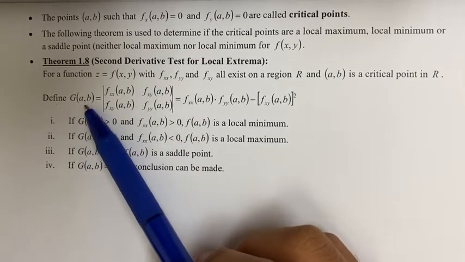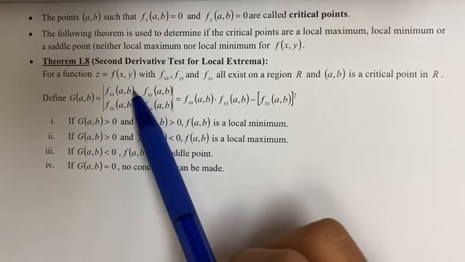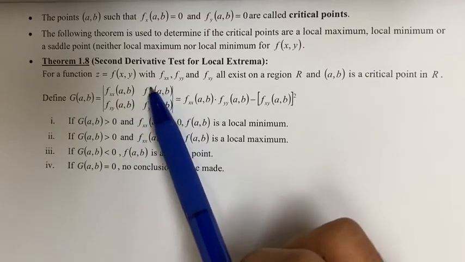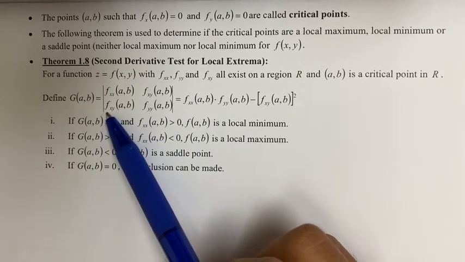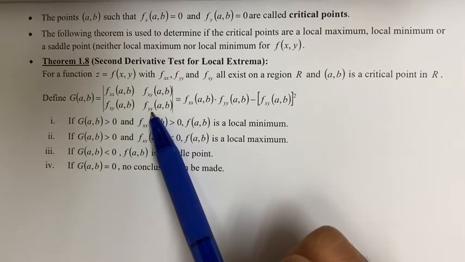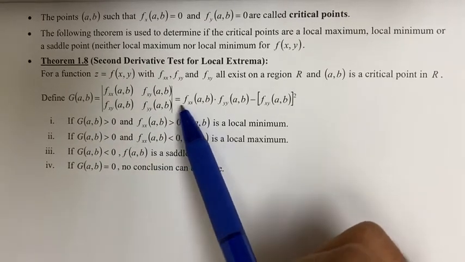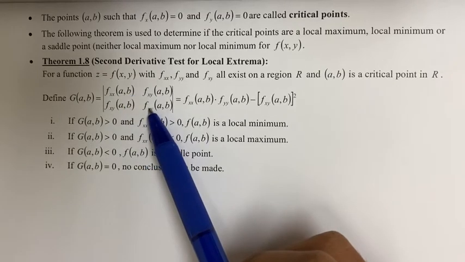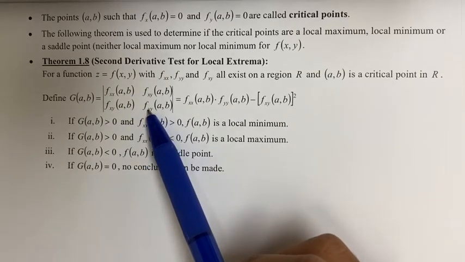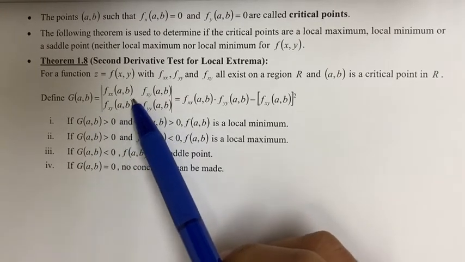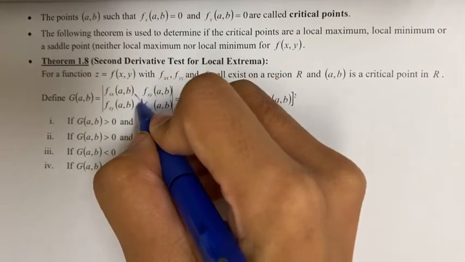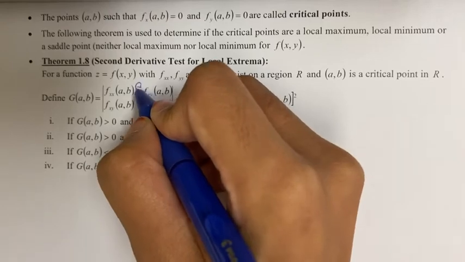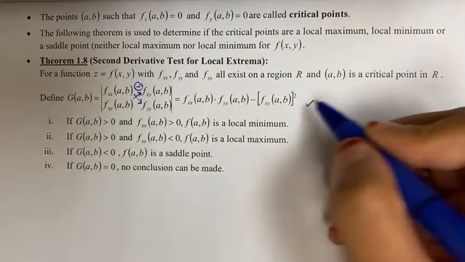Define G(a,b). G(a,b) means you need to find the determinant of this matrix: fxx, fxy, and then again fxy, fyy, at point (a,b). So this is basically equal to fxx multiplied by fyy, minus fxy multiplied by fxy. Okay, so this is minus. So that's why we have this.